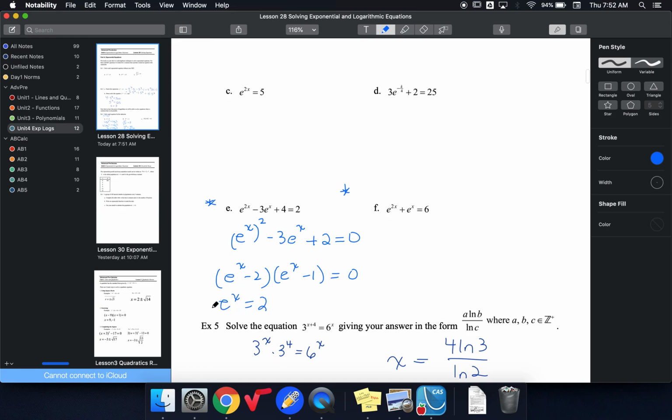E to the x is 2. So in this case, the base I'm going to choose is e. Instead of writing log base e, that's of course just ln. So x equals ln 2. E to the x equals 1. Well, that means that x has to be 0.